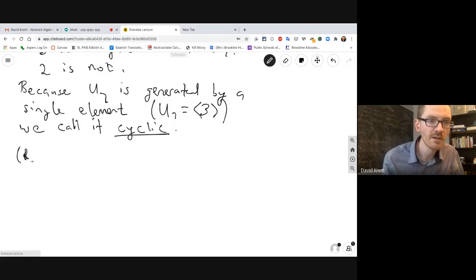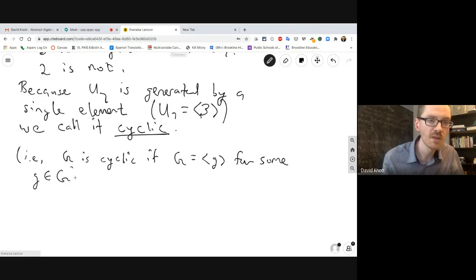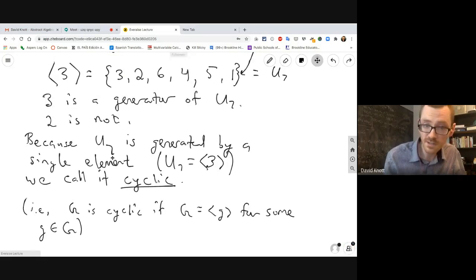Okay, so just to be absolutely clear, i.e., G is cyclic if G is actually equal to the subgroup generated by some little g, for some g in G. Okay, obviously not every group has this property. As a matter of fact, not every unit group has this property. Okay, U7 does have this property. U7 does have a generator, 3, okay, and it may have others as well, but not every unit group does have generators.